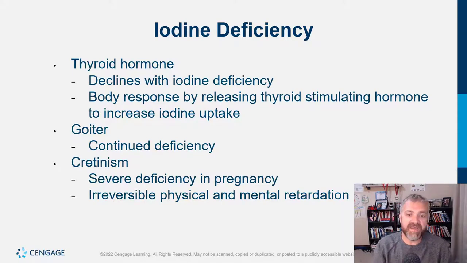So iodine deficiency during pregnancy is a serious problem. Like you see here, an iodine deficiency during pregnancy leads to irreversible physical and mental retardation. So the brain will be smaller, there will be accompanying issues there. There'll be physical growth issues as well. So it's super important that women who can become pregnant have enough iodine.